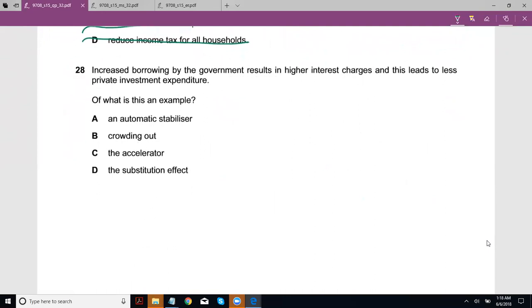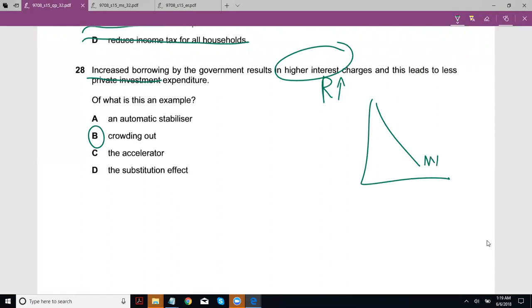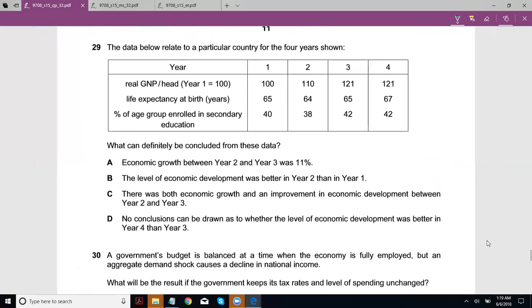Question 28: increased borrowing by the government results in higher interest charges, and this leads to less private investment expenditure, which is a clear textbook example of the crowding out effect. Increased government expenditure means increased borrowing. As the government borrows, it pushes up interest rates, and when interest rates go up, investments go down. So that's clearly an example of the crowding out effect. Don't know how else we can explain that.